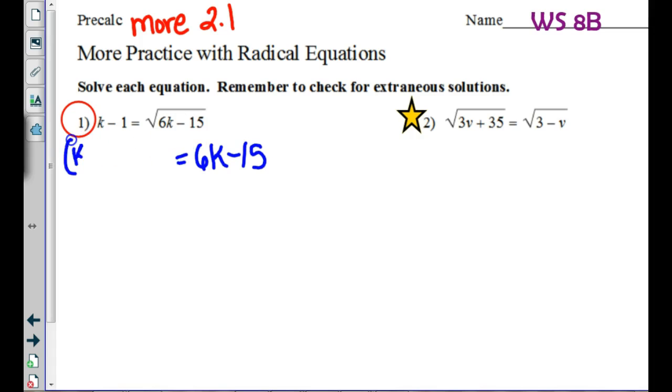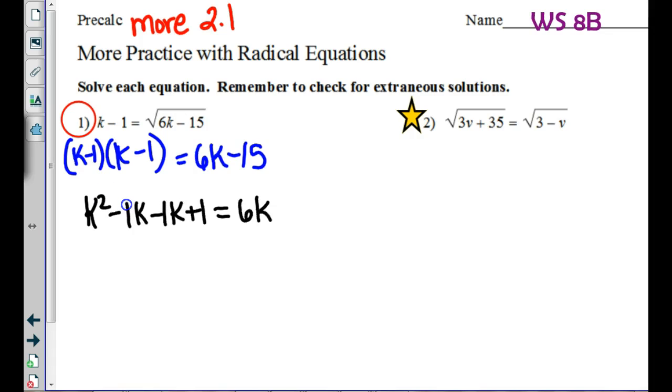So you're going to have to do k minus 1 times k minus 1, which is k. Okay, I can't draw a k apparently. K squared minus 1k minus 1k plus 1 equals 6k minus 15. Now what? It's a quadratic, so how do you solve a quadratic?